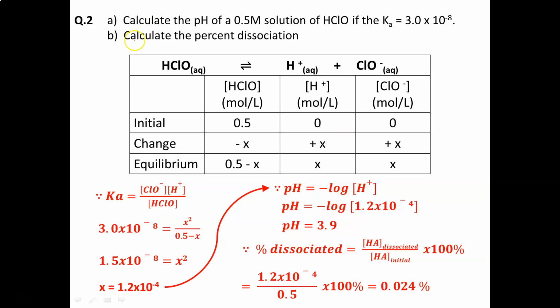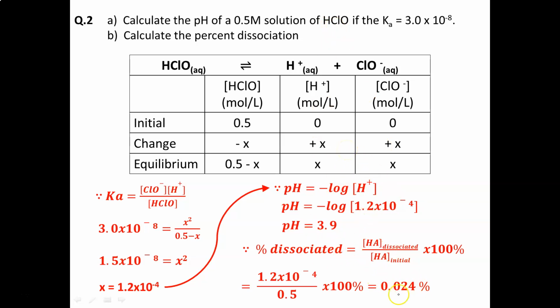Part B of the question asks you to calculate the percent dissociation. Here's the equation for it. So what percentage of the HClO will actually break up? So take what broke up, divide by the initial concentration, multiply by 100%. So I just take the values of what broke up, there it is, divide by the initial concentration, multiply by 100%, and it looks like 0.024% of HClO will break up and dissociate into ions.